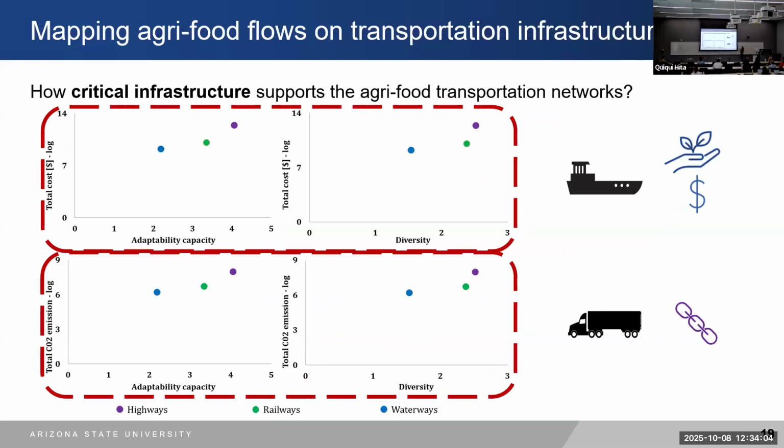So here we compared how the cost of food transit versus resilience looks across modes, and how the total carbon dioxide emission of food transit compares to resilience of food transportation across modes. For the resilience, we looked at two different characteristics. There are many ways we can quantify resilience, but for the transportation infrastructure, we chose these two. Number one is adaptability. How many alternative routes are there?